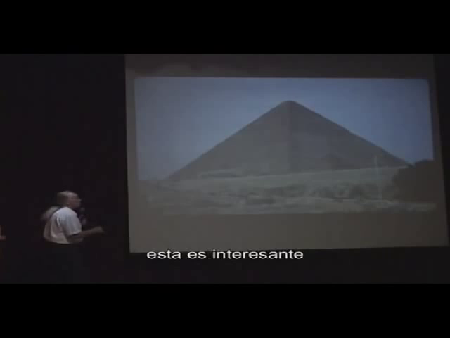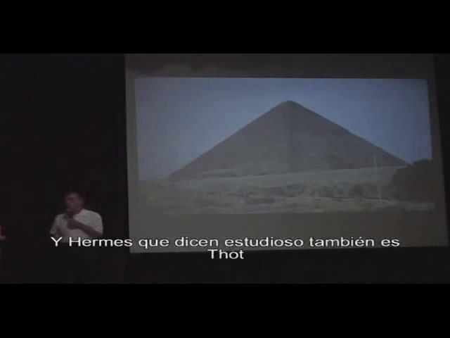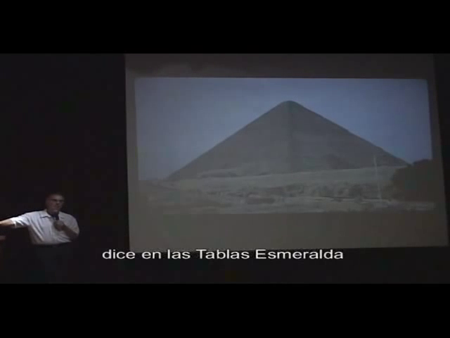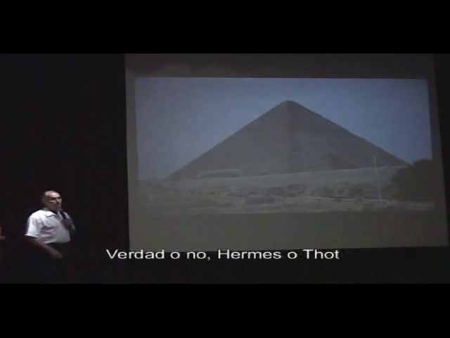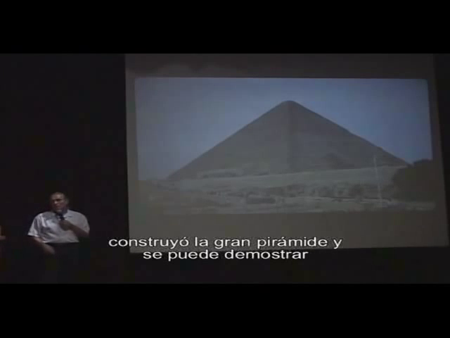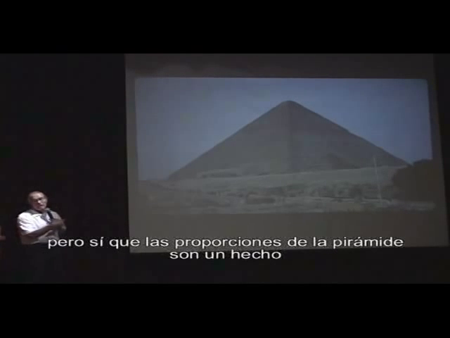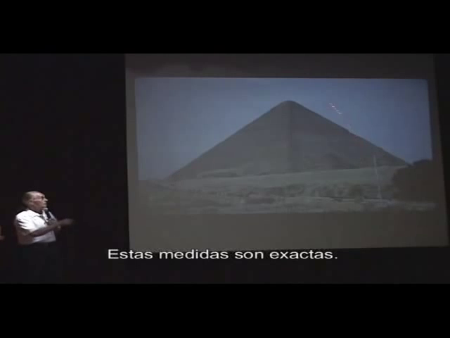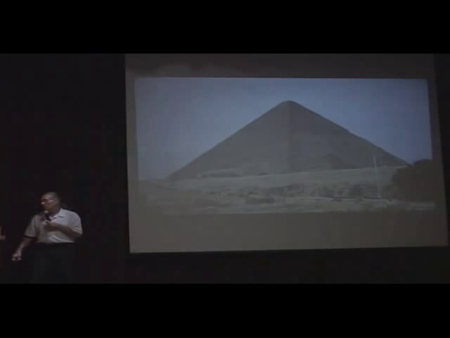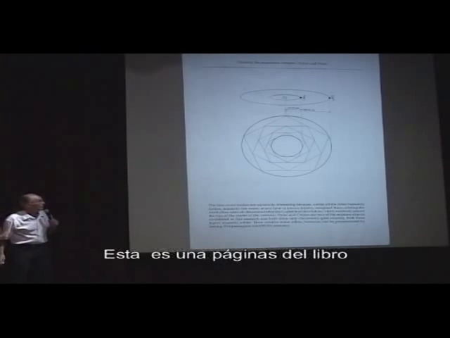This is interesting because Hermes, who most people who've studied this believe was also a man named Thoth, states in the Emerald Tablets that the Great Pyramid was built from the proportions of the Earth. Whether or not Thoth or Hermes actually built the Great Pyramid, we can't prove that, but we can prove that what he said is fact. That angle right there is 51 degrees, 51 minutes, 24 seconds. So this is a precise arrangement of what we just talked about. Now I can go to this other thing that we're going to talk about.